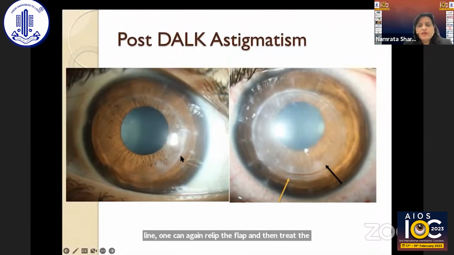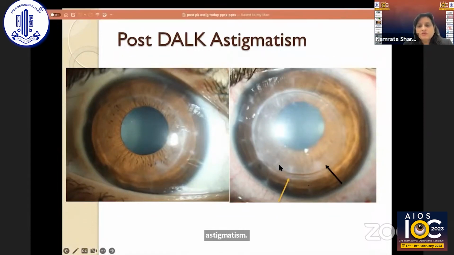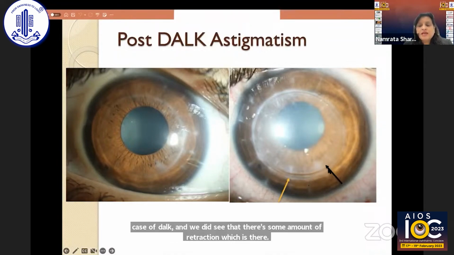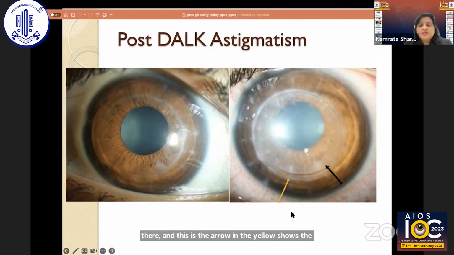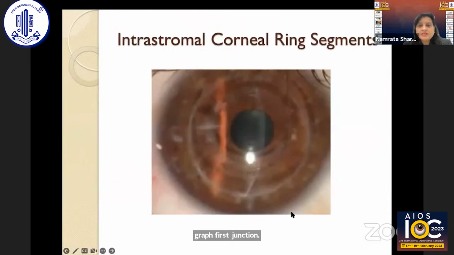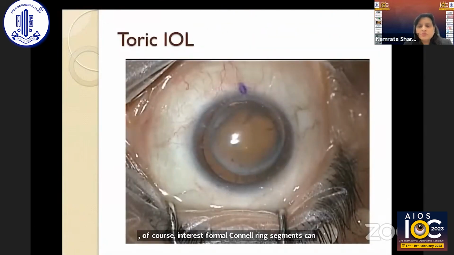Now, this was a case where we were trying to do this in a case of DALK, and we did see that there is some amount of retraction. The arrow in black shows the flap, and the arrow in yellow shows the graft-host junction. So a little bit of retraction may be there in such cases. Of course, intrastromal corneal ring segments can be given for post-keratoplasty astigmatism as well.